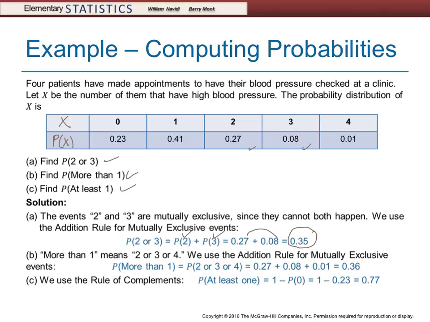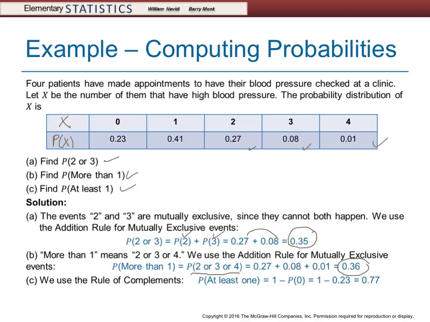In part B, more than one means we have either 2 patients, 3 patients, or 4 patients that have high blood pressure, which again is the addition property because of mutually exclusive events. We would just add the above probability of 0.35 to 0.01, and we get 0.36.